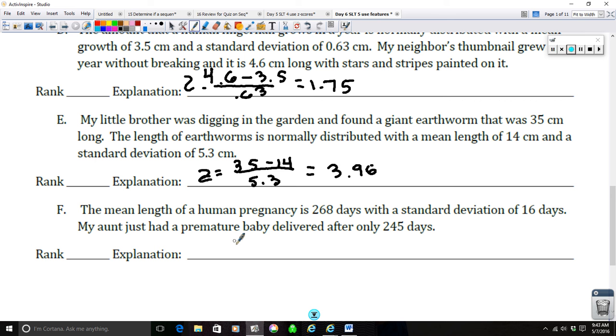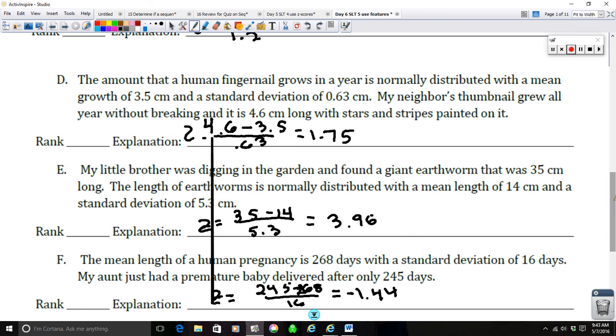So again, quite unusual. Mean length of human pregnancy is 268 days with a standard deviation of 16. Aunt delivered after 245 days, so that's below the mean because she delivered early. 245 minus 268 divided by 16 gave a z-score of negative 1.44. So then you're going to just take these and stick them in order.